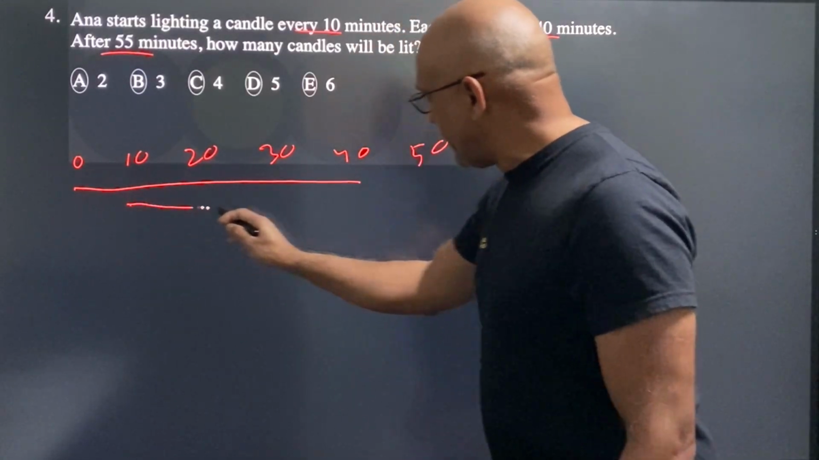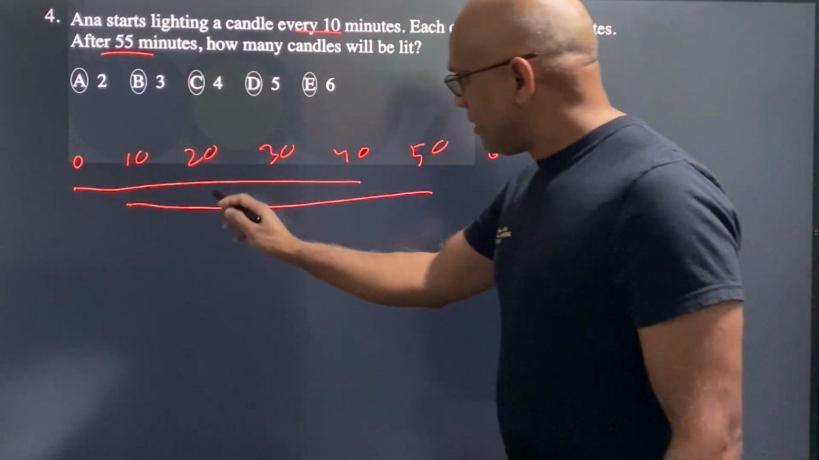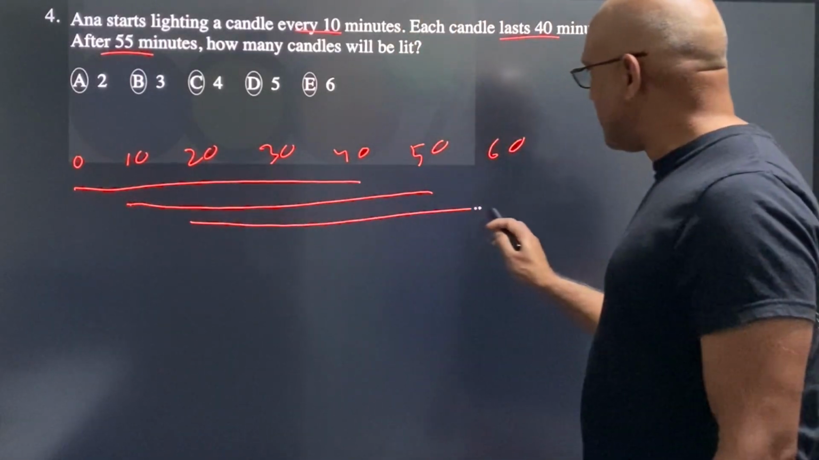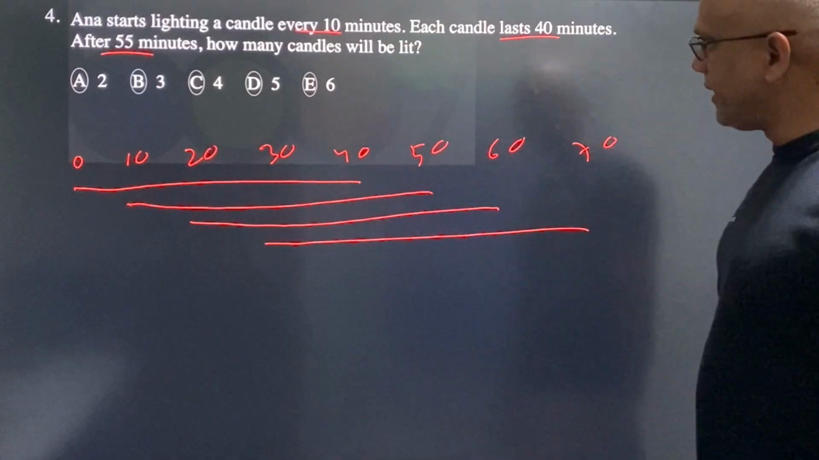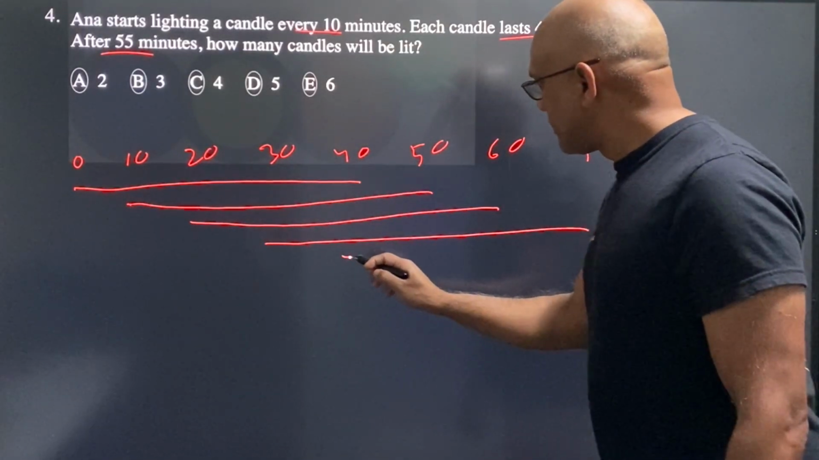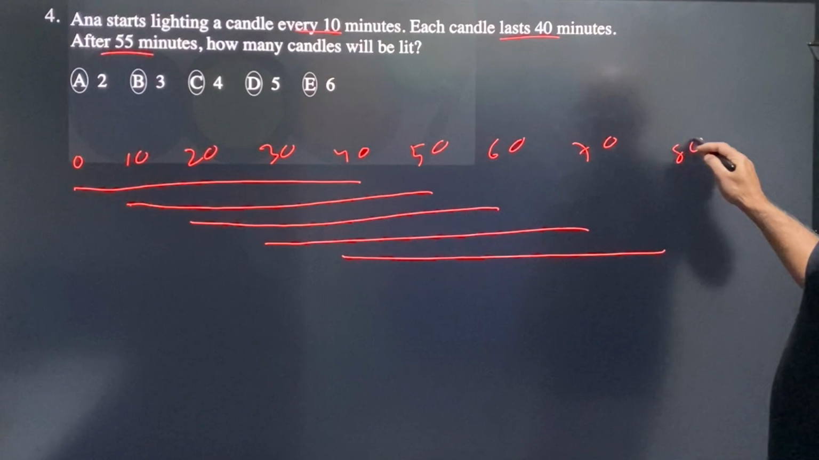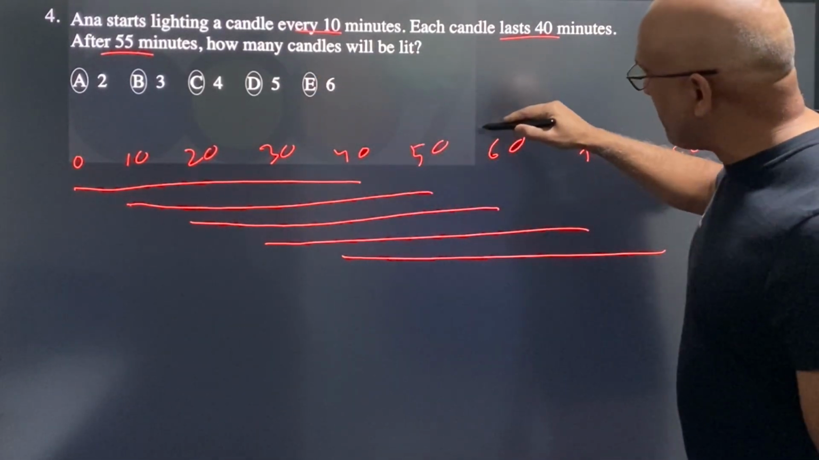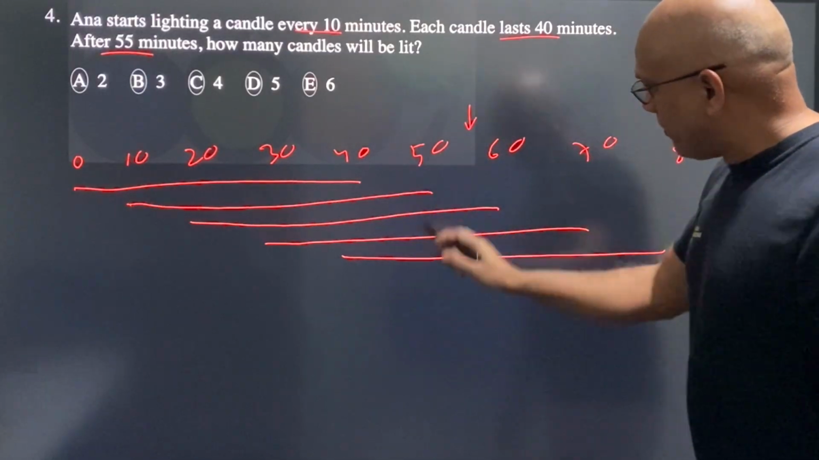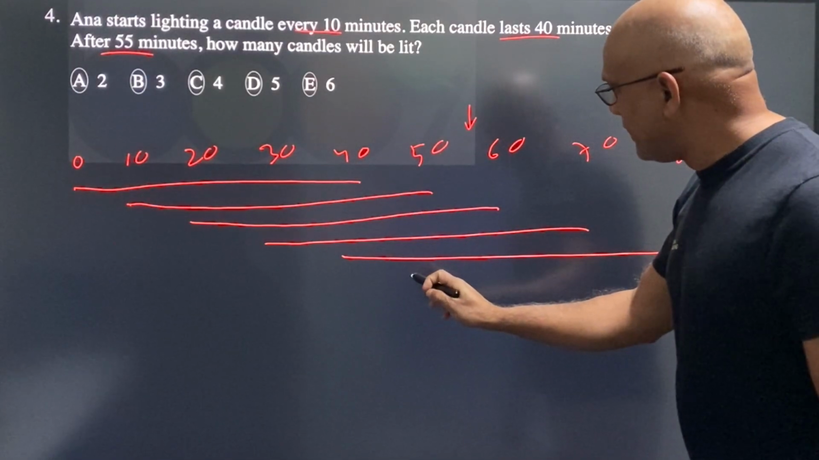So, 10 plus 40, it will go until 50. 20 plus 40, it will go until 60. 30 plus 40, it will go until 70. 40 plus 40, it will go until 80. And I need to check after 55 minutes. So I need to check here. So I still need to light a candle here.